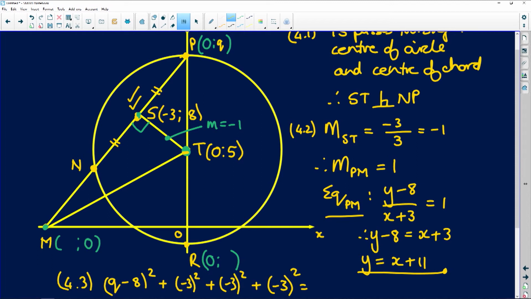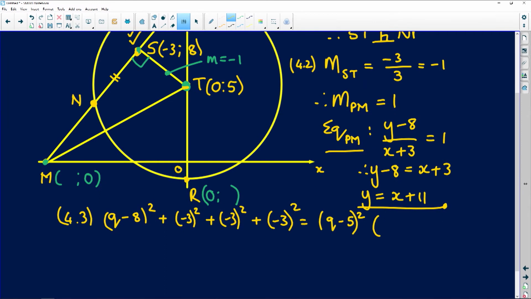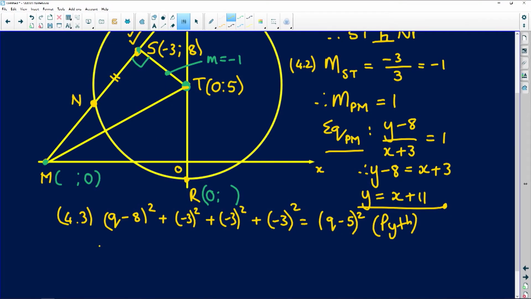q minus 5 is what's left. Okay, and what am I applying here? I'm applying Pythagoras' rule, because I'm in a right-angled triangle. Now I'm lucky here because the one q is on the left side, the other q is on the right side. So the q squareds are going to cancel. Let's have a look at how this proceeds.